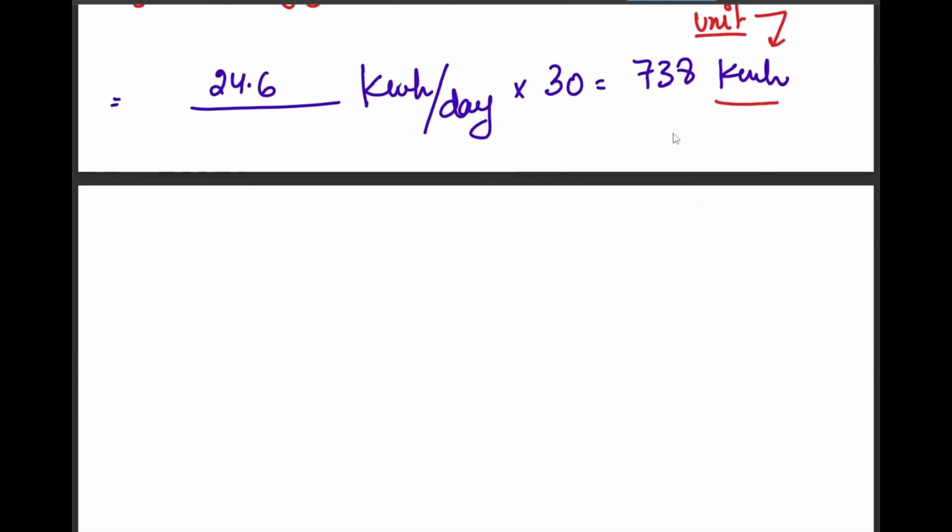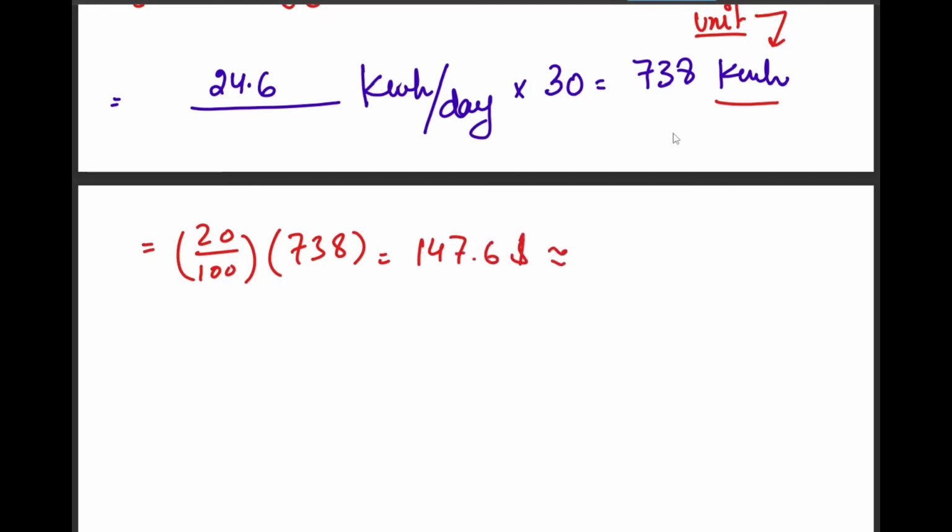So if 20 cents is the rate, let's convert 20 cents to dollars so that my answer can be found in dollars, because I'm expecting a very big answer at this point. So 738 units per month multiplied by 0.2. My electrical bill should be $147.6, and approximately this should be $150.